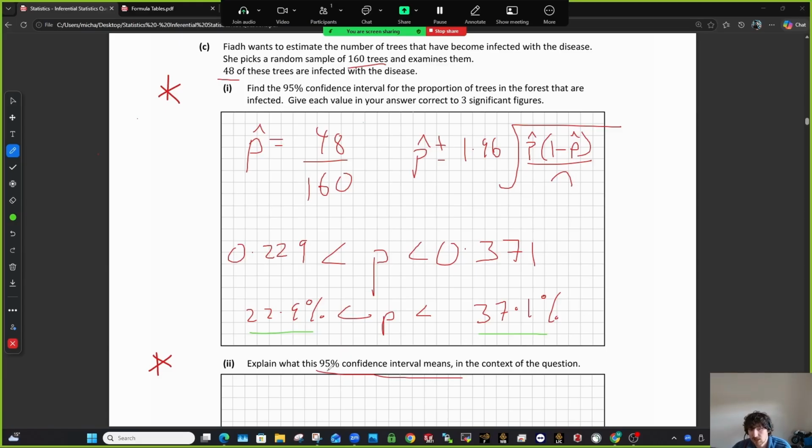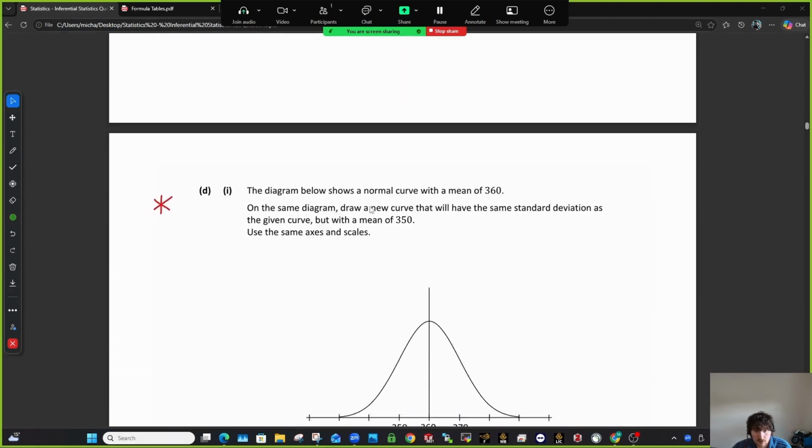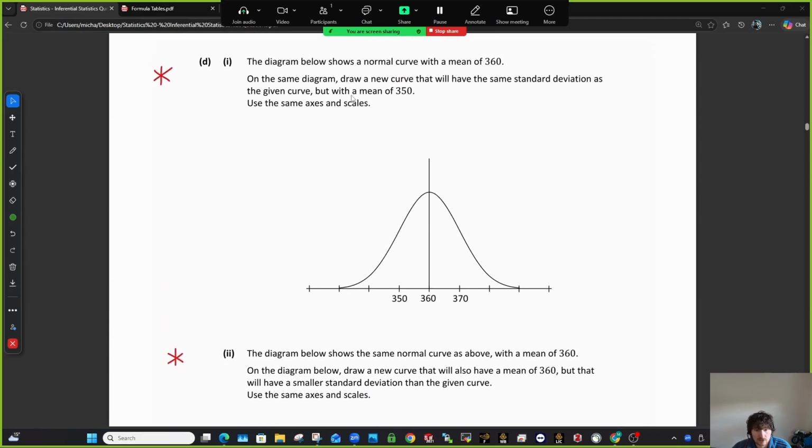But the key thing is that we are 95% confident that the population proportion of trees with this disease is between this value and this value. Okay, that's what this interval means in context of the question. Great, so I'll scroll along here. I think this is a relatively short question.